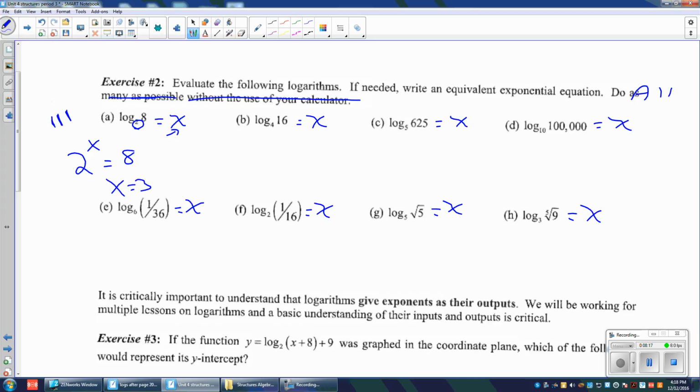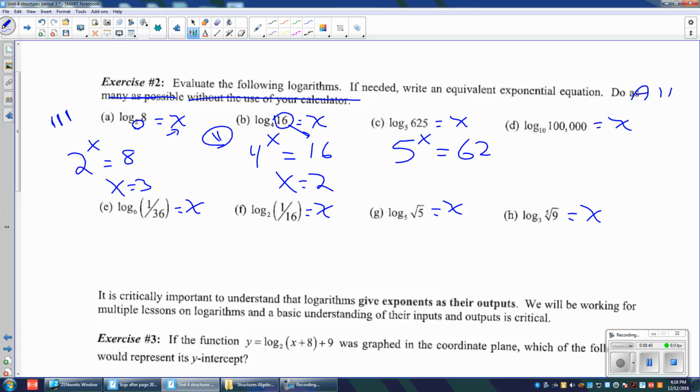Okay, the base is the base. The answer is the exponent, and whatever we're left with, that's 16, is our new answer. So 4 to the what power? Let me see. 4 times 4 is 16, so that's just 2. There we go.